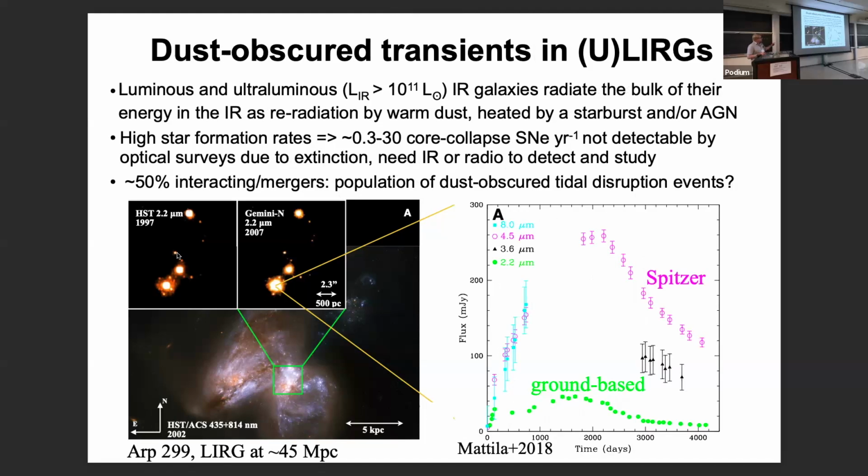Okay, so now back to ARP299, which I use as an example throughout the talk. As I mentioned, we did observe this substantial brightening of one of the nuclei, only visible in the infrared, not in the optical. Here I'm showing the light curves of this transient event in the near infrared, which comes from the ground-based observations, and mid-infrared from the Spitzer Space Telescope. This was a very long-lasting event. We did follow it over 10 years from the ground, and with Spitzer it was extremely energetic as well.